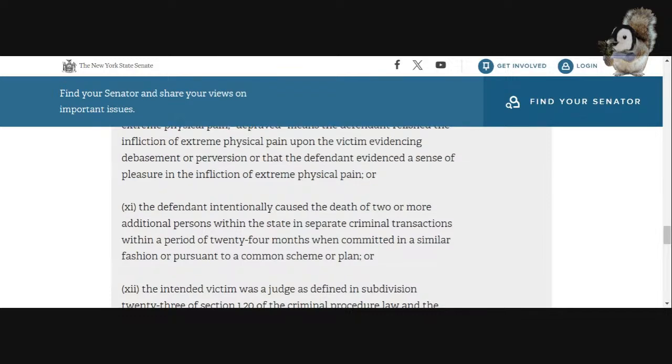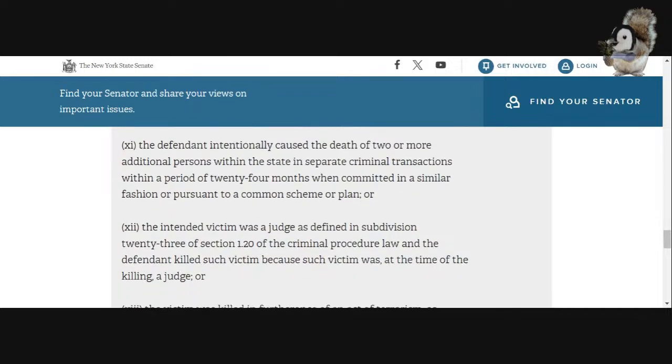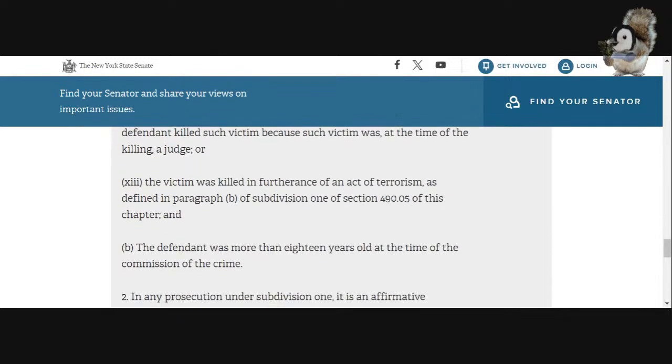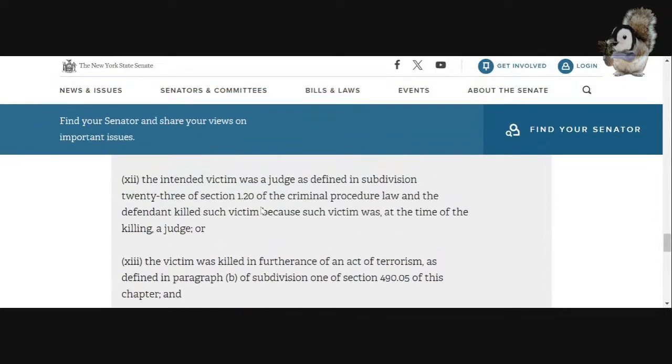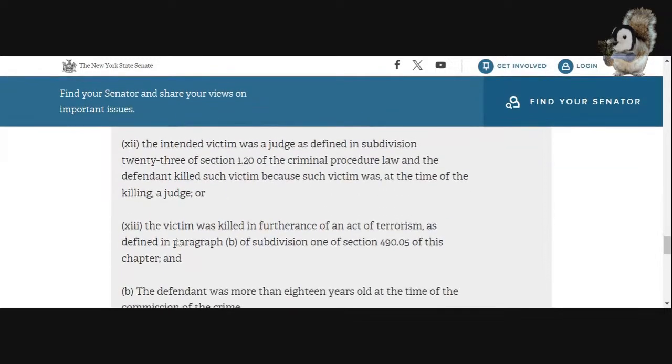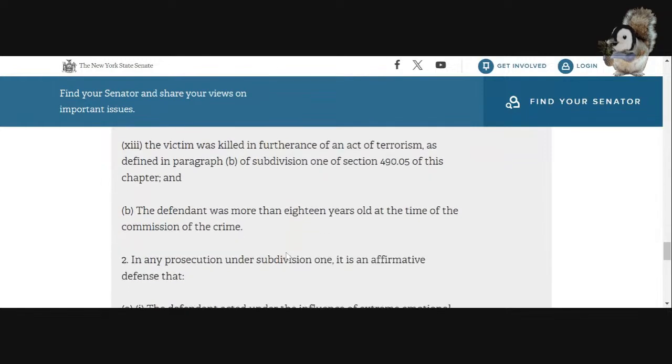Essentially with this, right? And then, another one that's less common, right? The intended victim was a judge. Okay. The victim was killed in furtherance of an act of terrorism. Okay. And that's the last of the ors. And then there's another: the defendant was more than 18 years old at the time of the commission of the crime. All right, there you go.